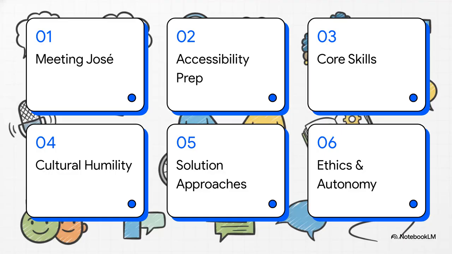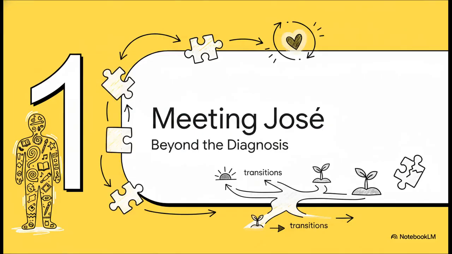So here is our clinical roadmap for today. We'll start by meeting our client, Jose, move into accessibility prep, then walk through core skills, cultural humility, solution approaches, and finally, wrap up with ethics and autonomy. Let's get into it. All right, part 1, meeting Jose.